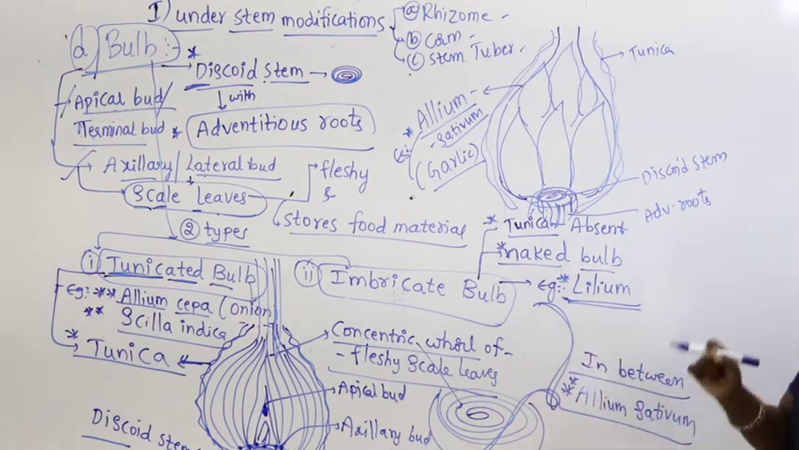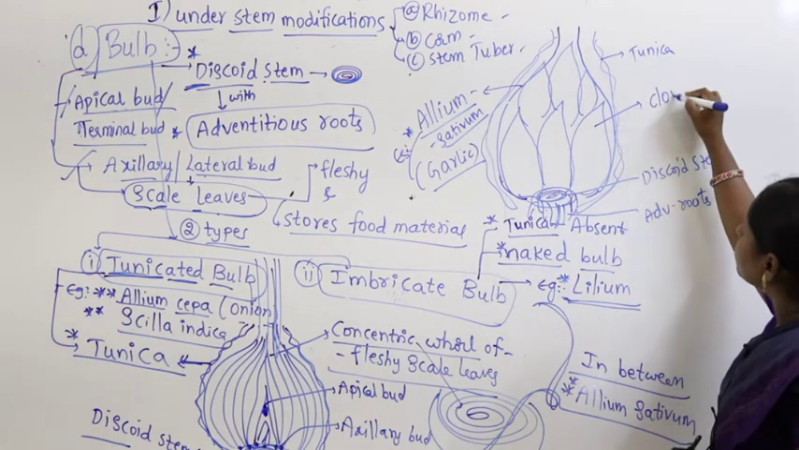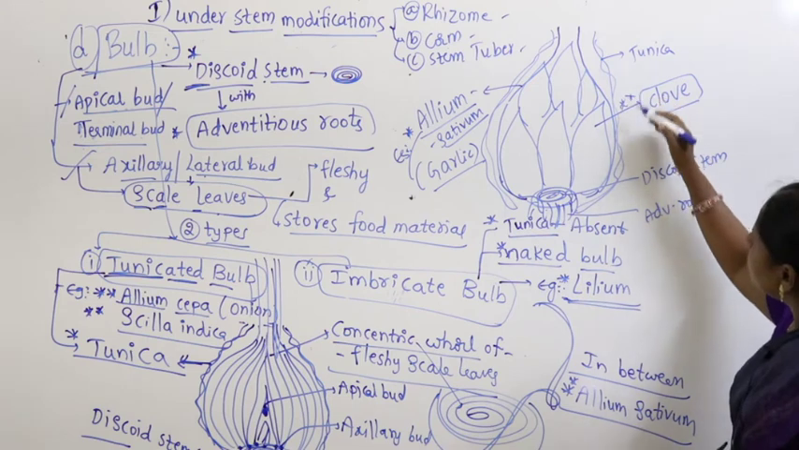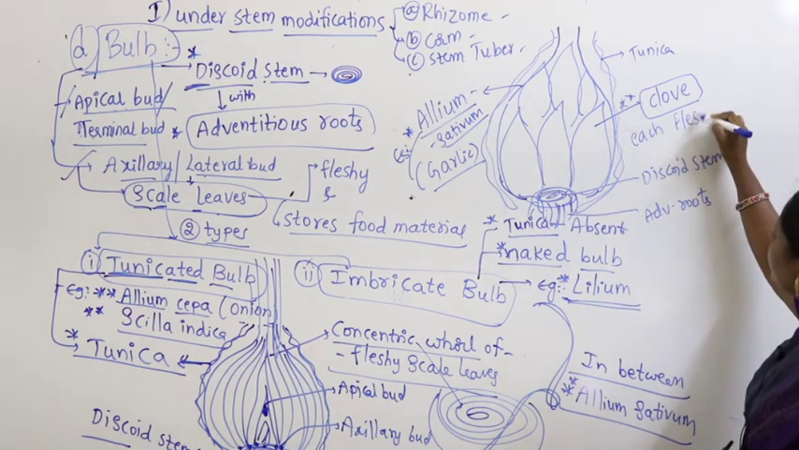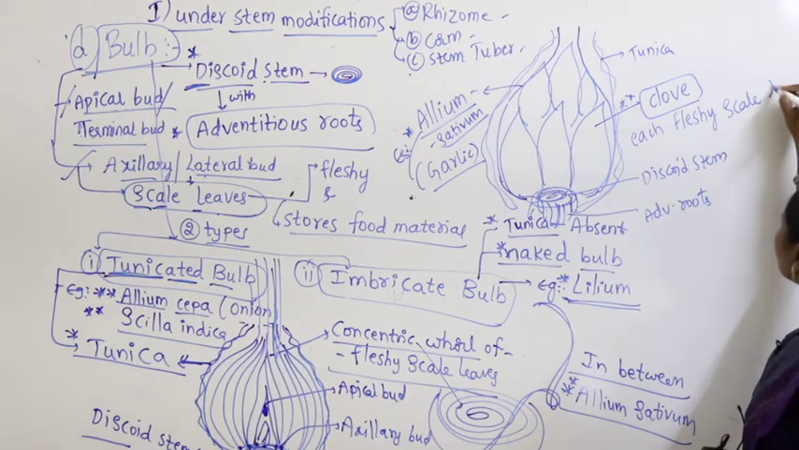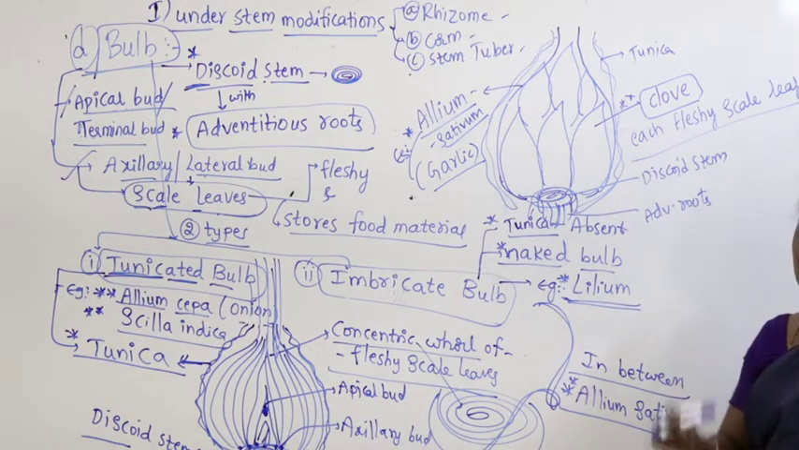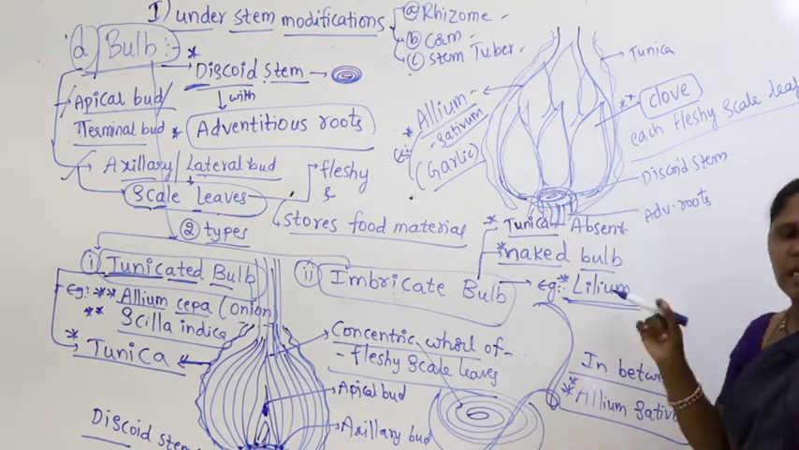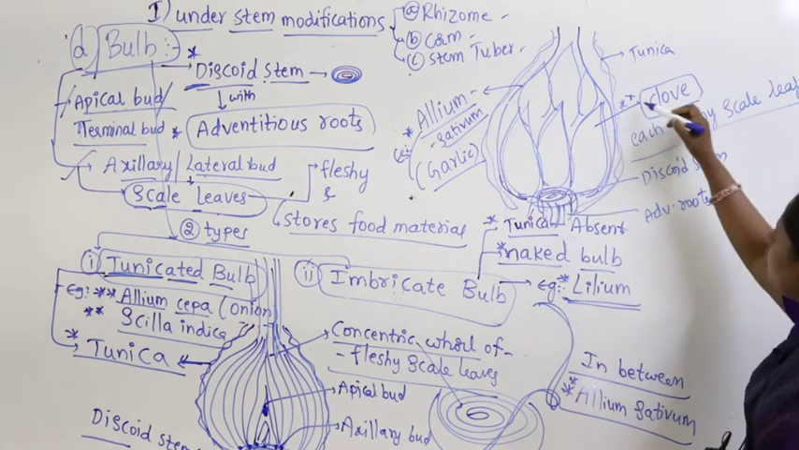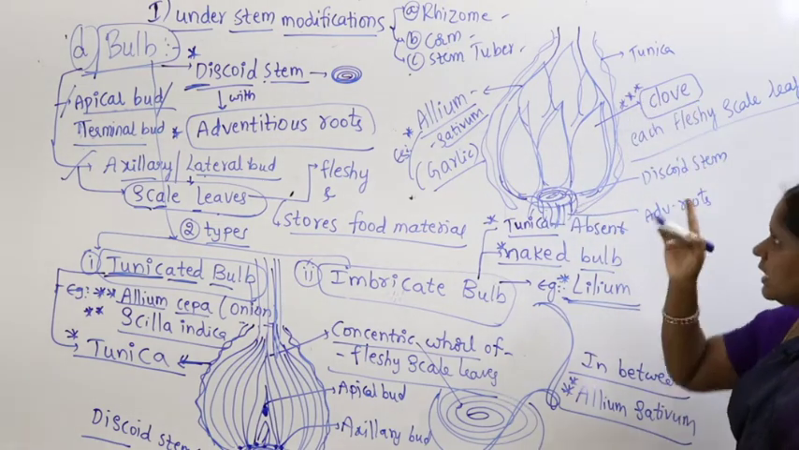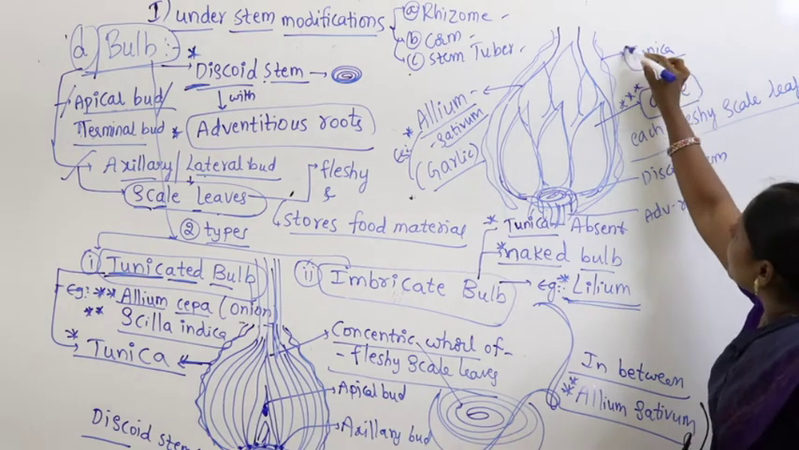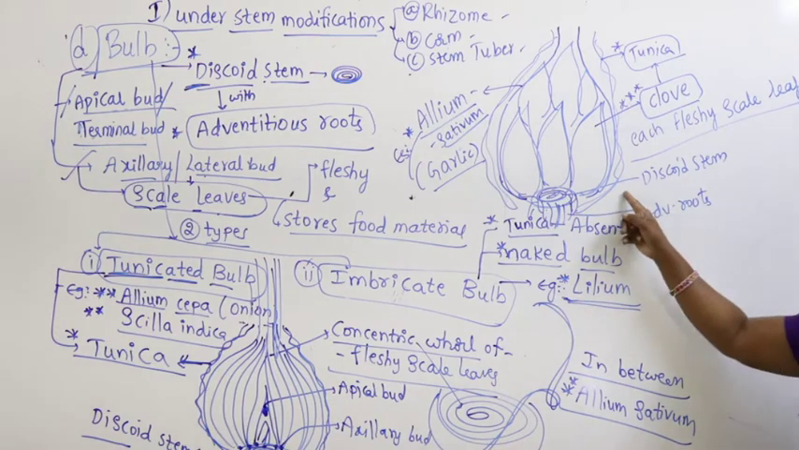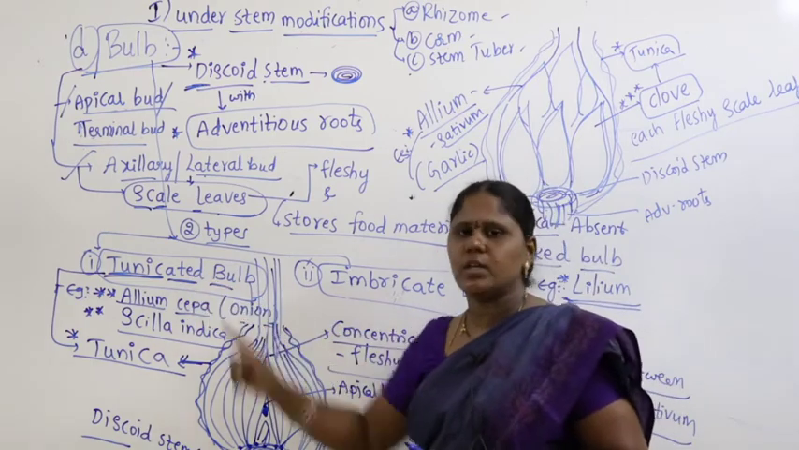Now, each fleshy scale leaf is called a clove. Okay, what is this clove? What is the clove meaning here? Each fleshy scale leaf. Each fleshy scale leaf will develop a structure like this. Okay, each fleshy scale leaf is called a clove. Right. Now, each clove is also surrounded by, covered by a layer called tunica. As it's covered by tunica, it will also fall in the category called tunicated bulb.